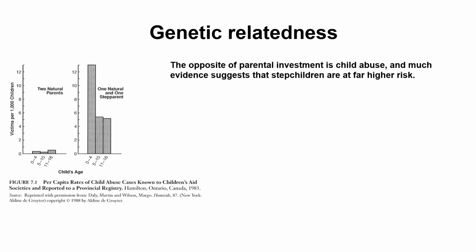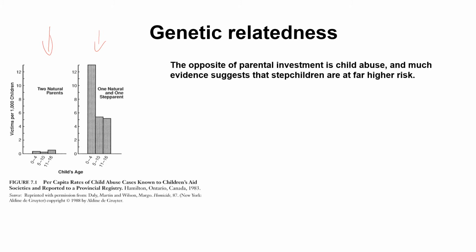Let's look at when we talk about things like infanticide and abuse, because the opposite of parental investment is child abuse. And much evidence suggests that stepchildren are at far higher risk. So on the left here, we've got children of 2 natural parents. On the right, we've got children with 1 step parent. And this is per 1,000.